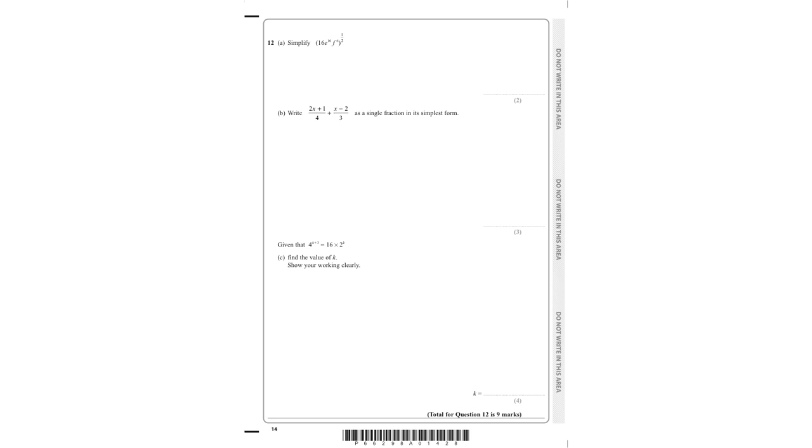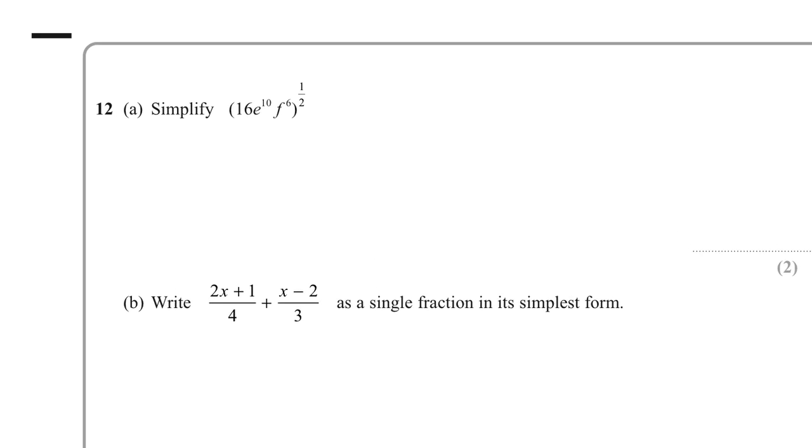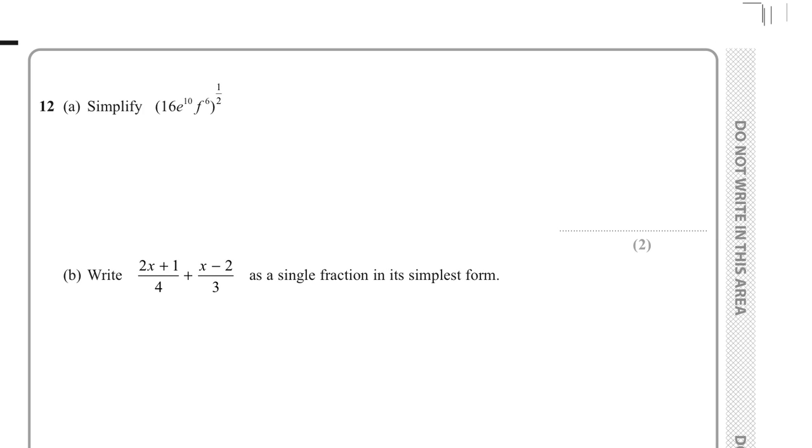Okay, so 12a, we've got to simplify this. 16e to the 10, f to the 6, all to the power of a half. So 16 to the power of a half is 4, because it's the root of 16. E to the power of 10 to the power of a half, we multiply the powers. E to the power of 5. F to the power of 6 to the power of a half is f to the power of 3.